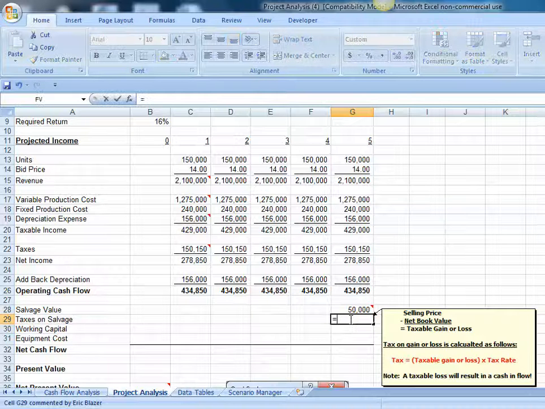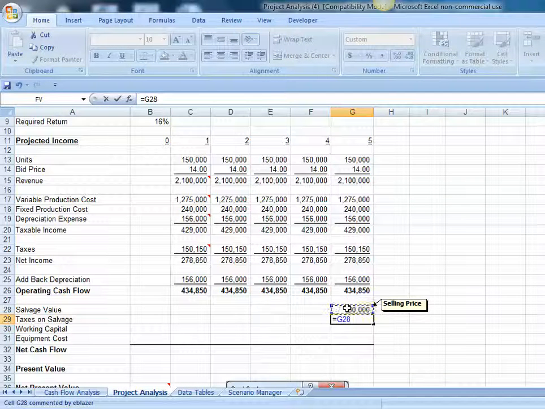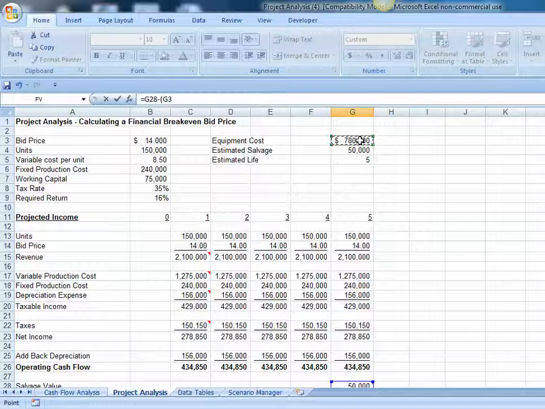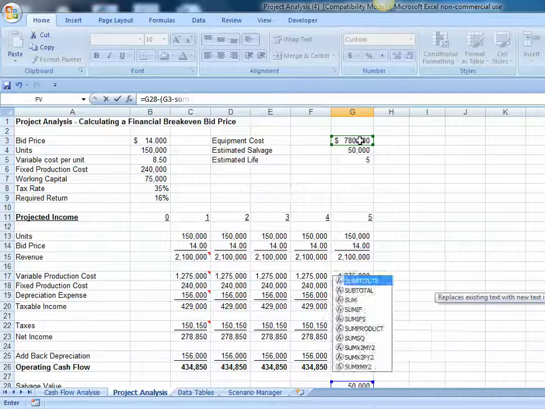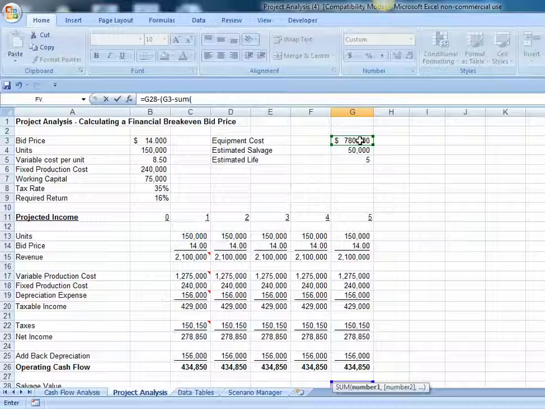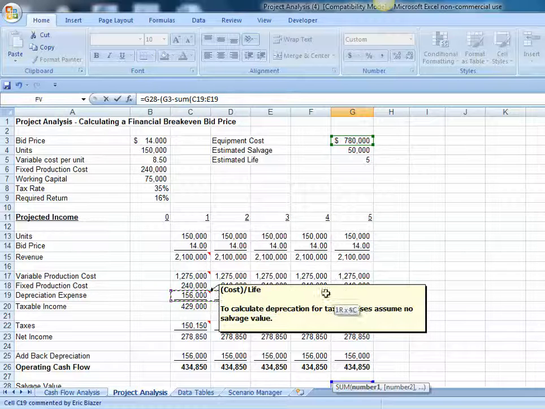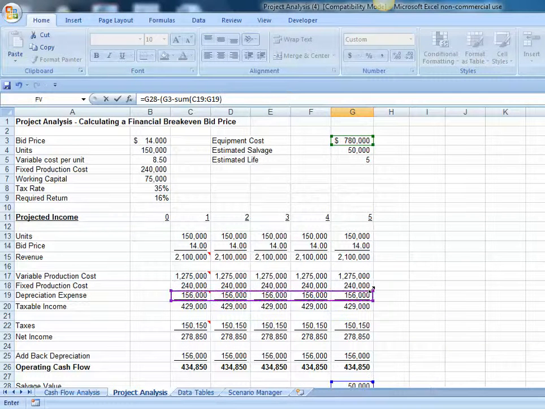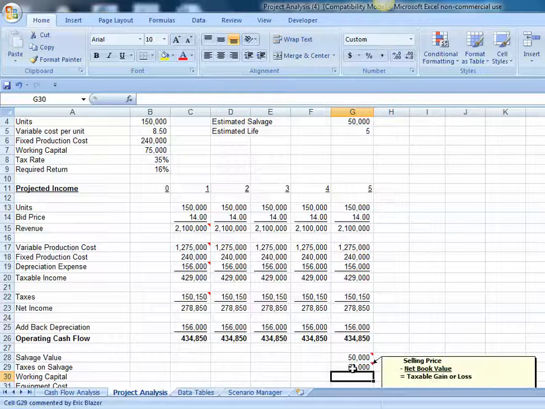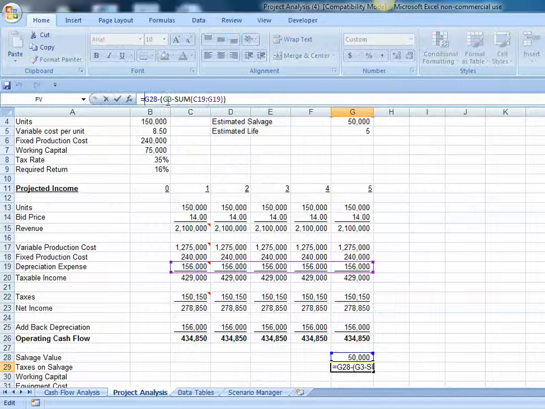So let's go ahead, equals our selling price of $50,000 minus our net book value. That's going to be our project's initial cost of $780 minus the sum of any depreciation we've taken. And the depreciation we've taken is right here in row 19, cells C19 through G19, close parenthesis. All right, so now we've calculated our taxable gain, and we simply need to take that entire amount and multiply it by our tax rate of 35%.